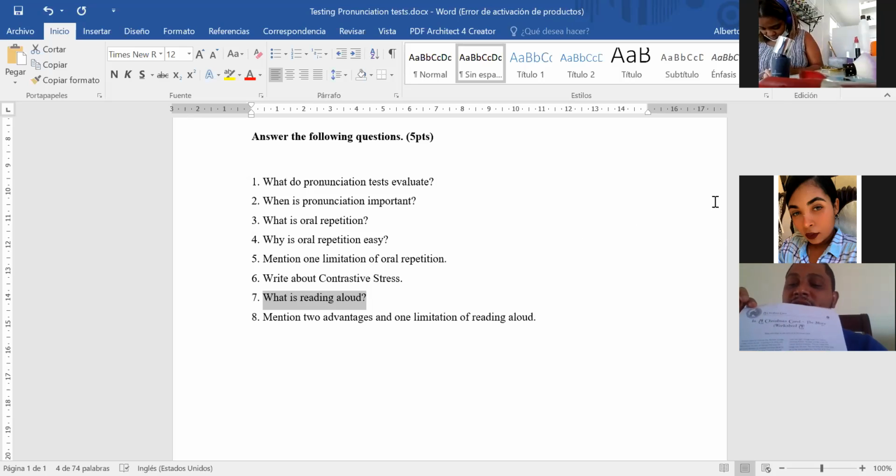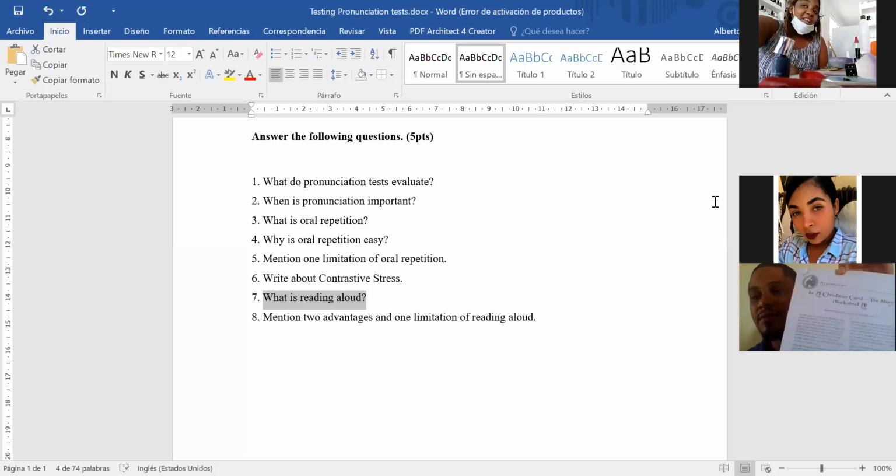Okay, so look, I don't know if you see this. This is a text, okay? That's a text. In reading aloud, students don't repeat anything. Students only take the text and start reading. So you tell them, read what you see in there, and you listen to the student reading. Okay, so that's reading aloud.